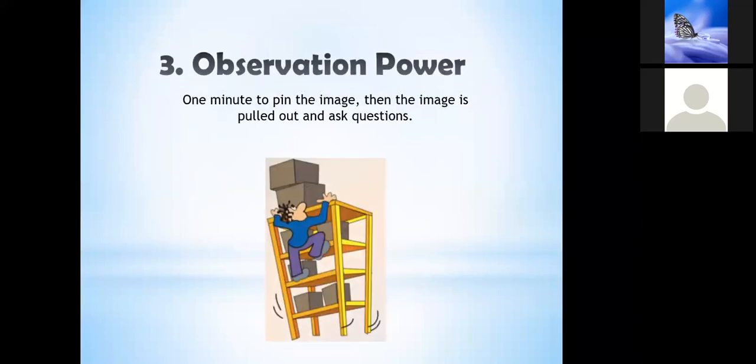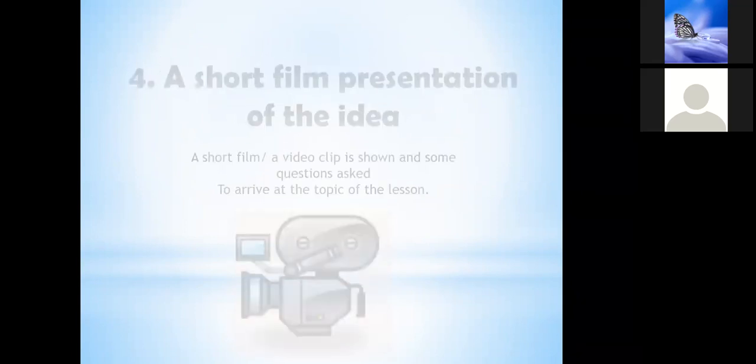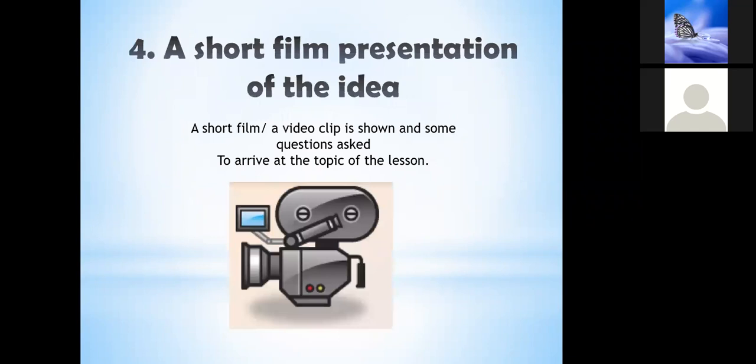Another idea is observation power. So you can show the picture just for 1 minute, and then you pull out the picture and ask questions, like how many boxes were there, how many boxes were on the top shelf or at the bottom shelf, or such types of questions you can ask. Another idea is a short film presentation of the idea. It can be a video clip that is shown and then some questions asked. So these questions can be asked to arrive at the topic of the lesson.